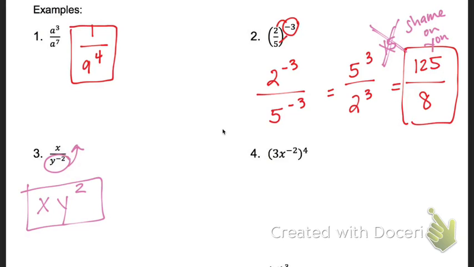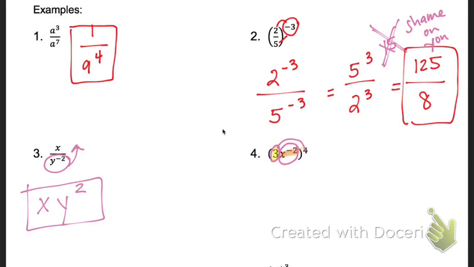Number 4, and this is what I saw a lot of people do, and don't make this mistake. We treat the number itself and the variable as 2 separate terms. So the 3 is one thing, and the x to the -2 is a separate thing. So what I want you to do right now is circle both of them. Circle the 3, and circle the x to the -2. They are 2 separate items, separated by a multiply sign. It's just invisible. So then that 4 needs to get distributed to both of them.